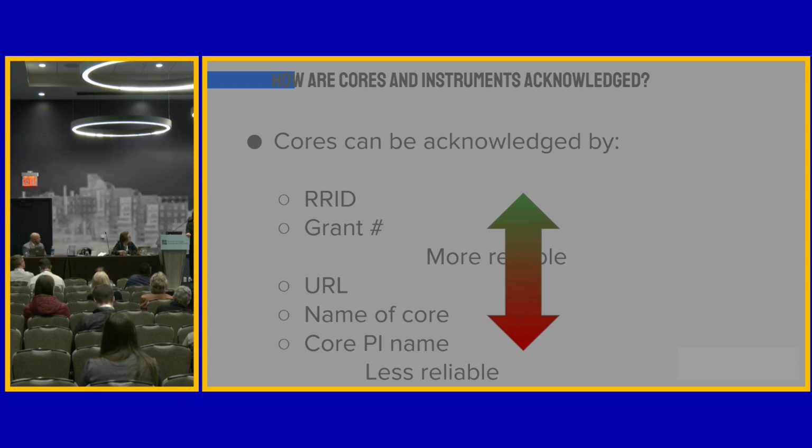It took him a long time. And when you use the name of the core or core PI name or former PI or some staff member of the core, the less reliable that information becomes, the less other people can actually find that information. Things that are more reliable are these RRIDs that we had heard a lot about. Those are pretty reliable. They have a set of metadata that's even machine actionable. Grant numbers are more reliable.